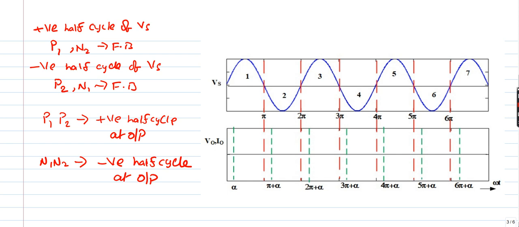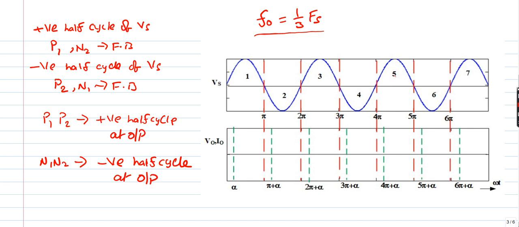Now, let us assume my requirement is output frequency is 1/3 of supply frequency. That means whenever the supply frequency completes 3 cycles, output voltage has to complete 1 cycle. So that is the meaning of this statement: the output frequency should be 1/3 of supply frequency. For better understanding, each half cycle of the source voltage is numbered 1, 2, 3, 4, 5, 6, 7. During the first half cycle of the source voltage, that is the positive half cycle.